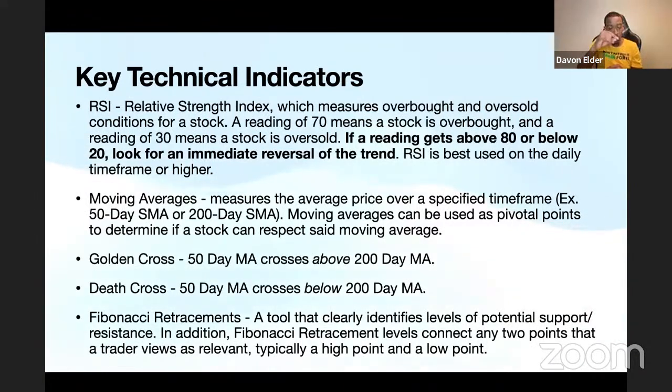Okay, and we're going to look at a death cross, because we had a death cross on ticker symbol SPY that we're going to look at here in a minute. Just bear with me here for a second.